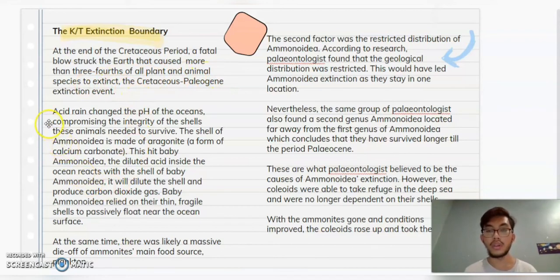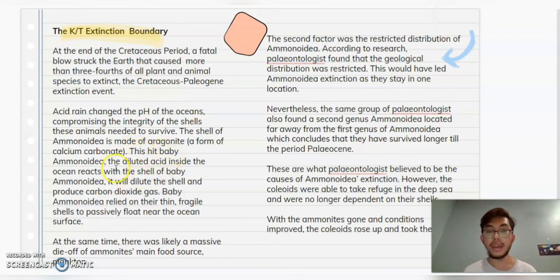This is due to acid rain that changed the pH of the oceans, compromising the integrity of the shells that Ammonoidea needed to survive. The shell of Ammonoidea is made of aragonite, a form of calcium carbonate, or CaCO3. This hit baby Ammonoidea that lived in the planktonic area.